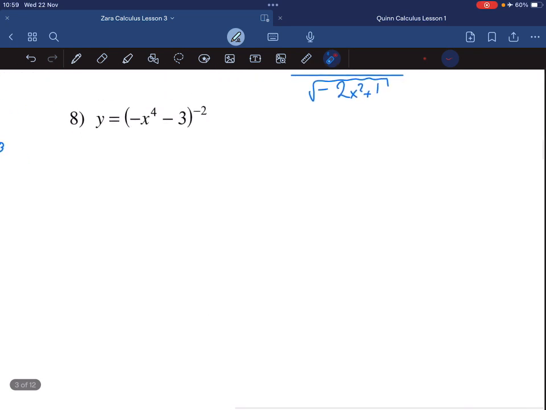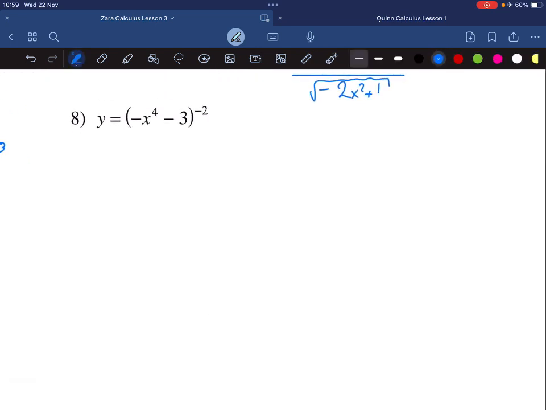Final part then. As always, just rewrite this simpler. Minus x to the 4 minus 3, bracket, to the power of minus 2. Same steps as always. Minus 2 goes to the front. Leave what's on the inside. Minus 2 minus 1 is minus 3. Minus x to the 4 minus 3.